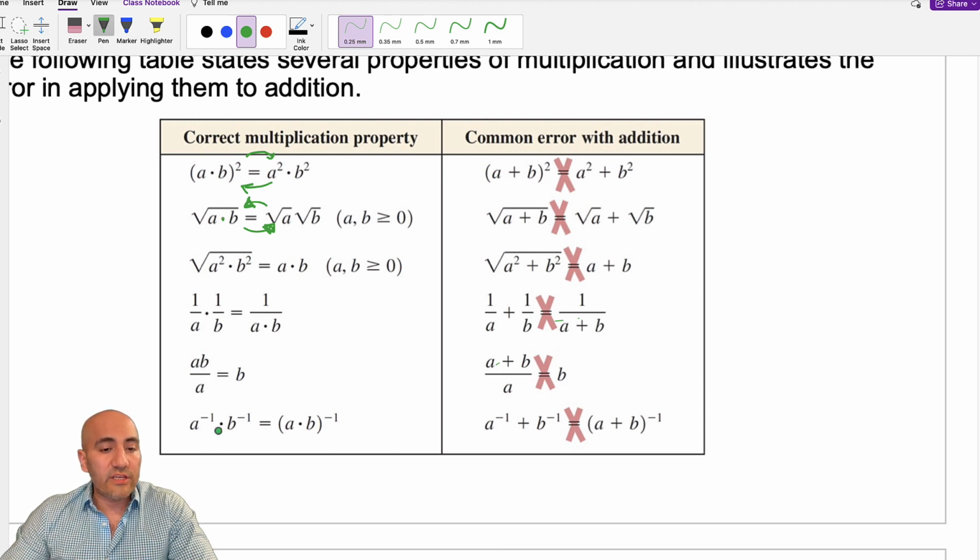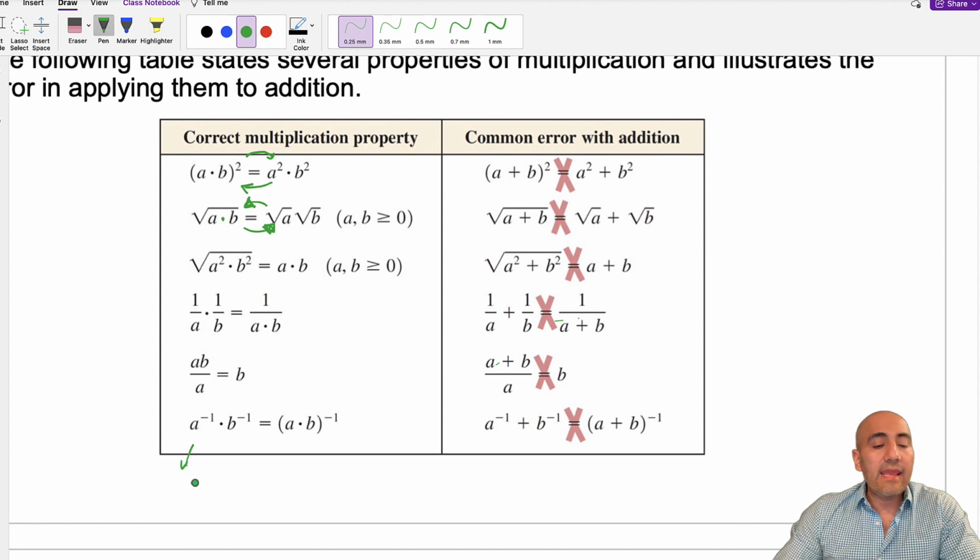And finally, this notational style, a to the power of -1 times b to the power of -1 does equal a times b, in parentheses, to the power of -1. Remember that a to the -1 power is really 1 over a, and then b to the -1 power is really 1 over b. And now if we multiply those, again, we don't need common denominators to multiply fractions. This is 1 over ab. And so now this gives you that. It's ab, in parentheses, to the power of -1.